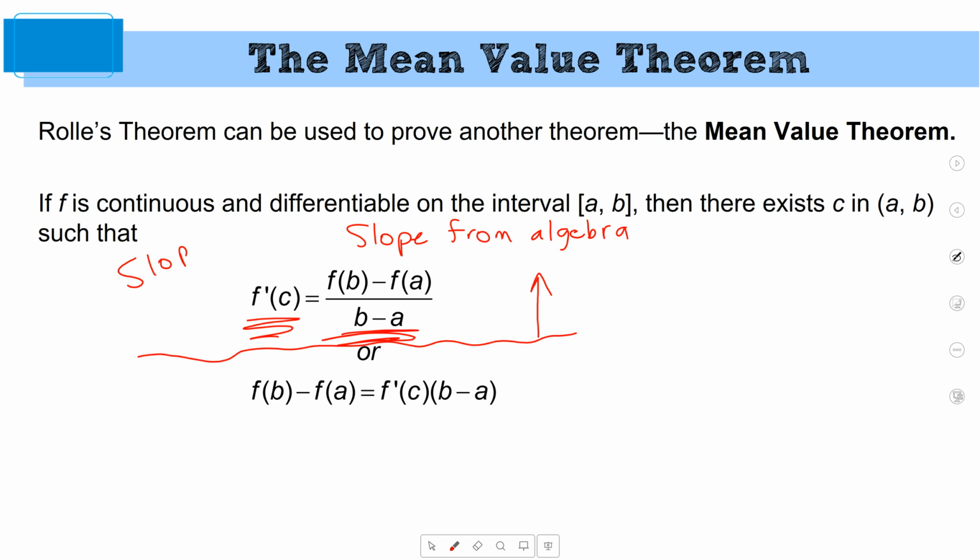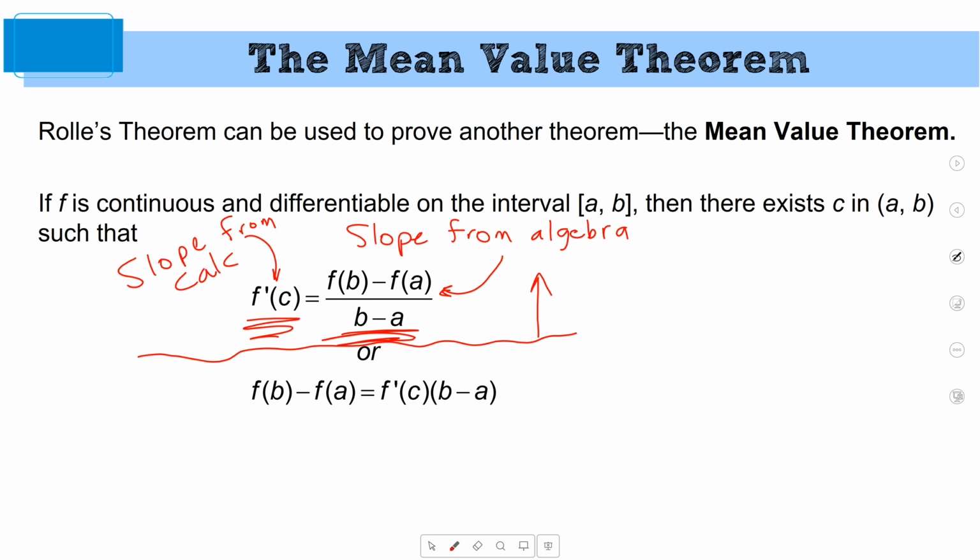This is the slope from calculus. And the mean value theorem says that somewhere in that chunk between A and B, those two things have to be equal, which still might not make any sense. But when I show you a picture, I think it will make perfect sense.